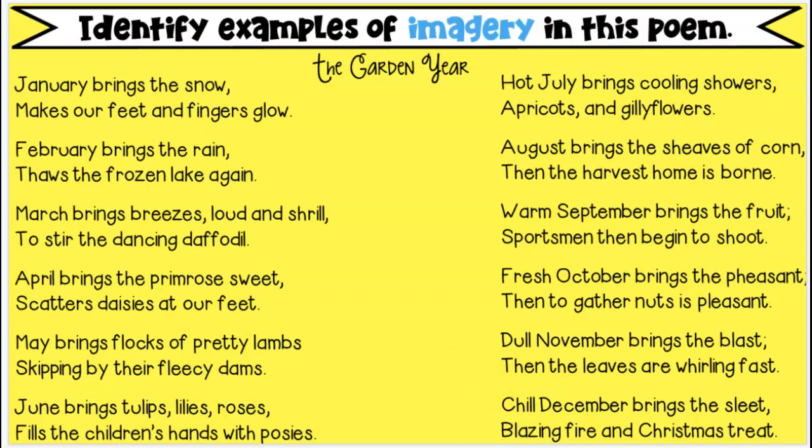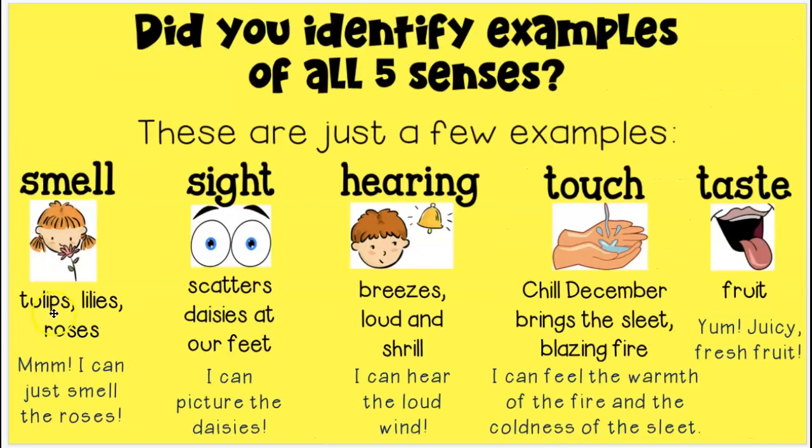All right, so let's think about the 5 senses with this poem. Think about things that you may have smelled, anything that you may have seen, hearing, touch, or taste with this poem. So let's talk about it. These are just some examples. With the smell, the author did a good job when they were talking about tulips and lilies and roses. And you know what, guys? I love the smell of roses. So I think they did a really good job bringing imagery with smell.